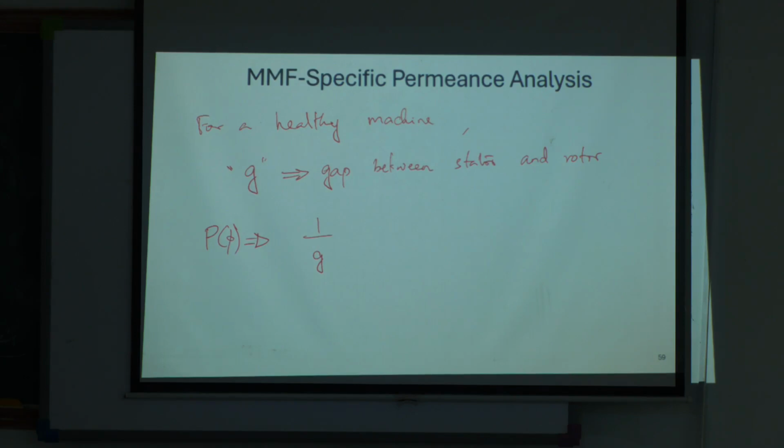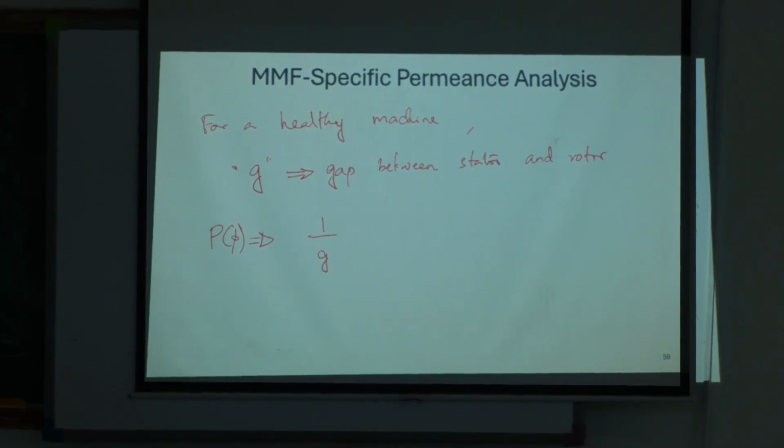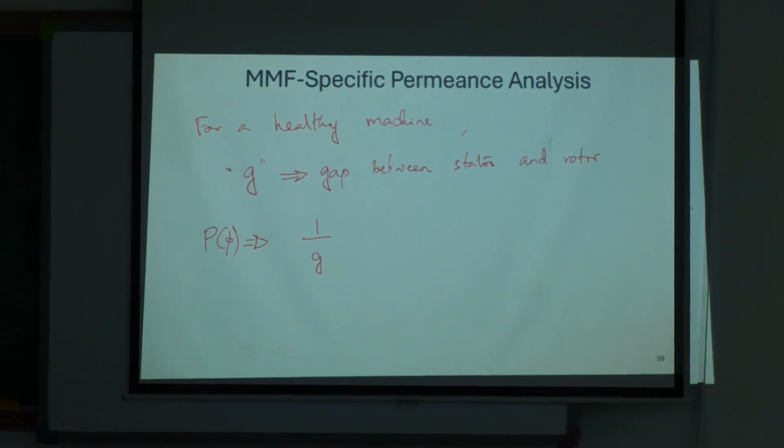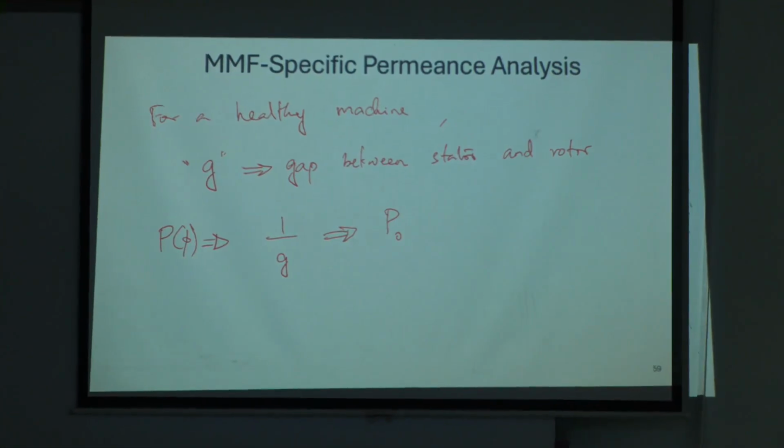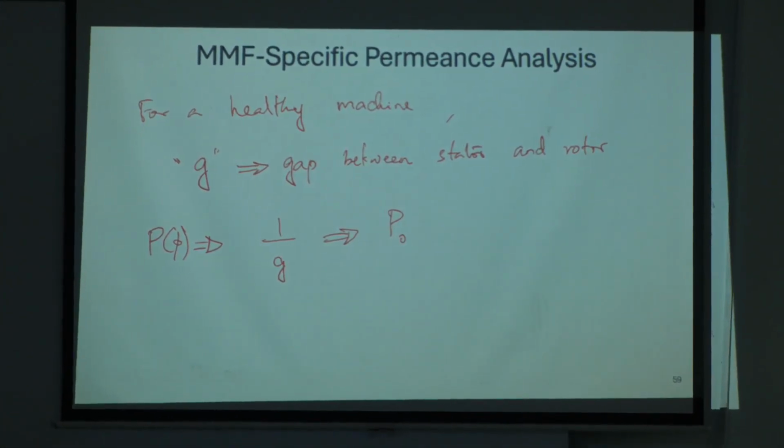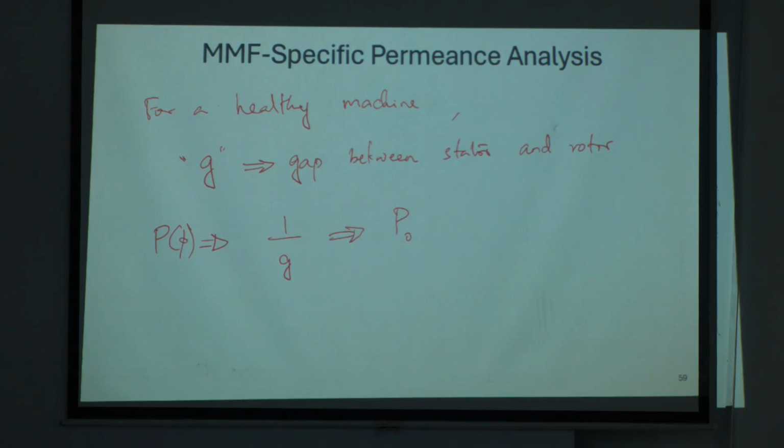Is this clear? If you are unsure or unclear, please stop and ask. Don't hesitate. So I can easily represent this as a constant, which I am going to call P naught. The unit of this will be 1 over meters, right? It's the inverse of the gap. Gap is measured in meters, so 1 over meter will be the unit. If you are looking at specific permeance, then you have to of course divide by area and get its unit accordingly. So this is P naught.